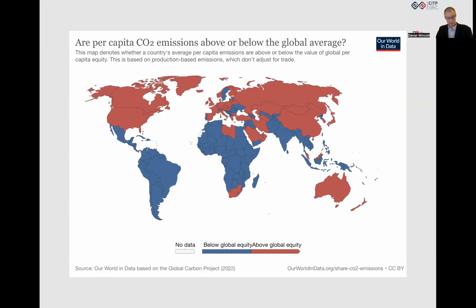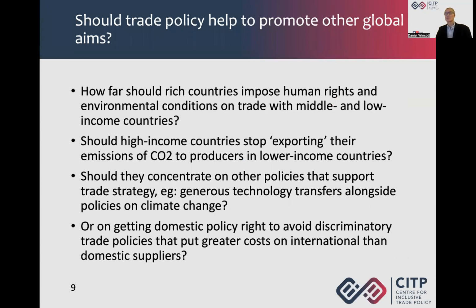On the other hand, some of the mechanisms for doing that can end up serving to protect their domestic producers at the expense of international producers. So there's a trade-off or a balance to be struck there. And that raises some broader questions about how trade policy should be used to promote wider global aims.